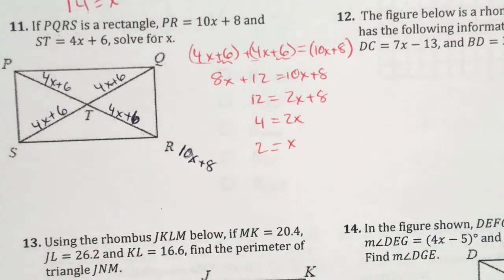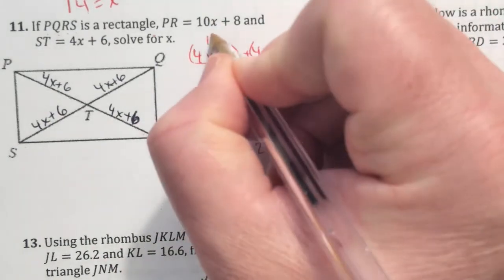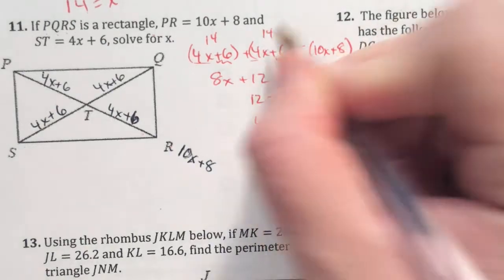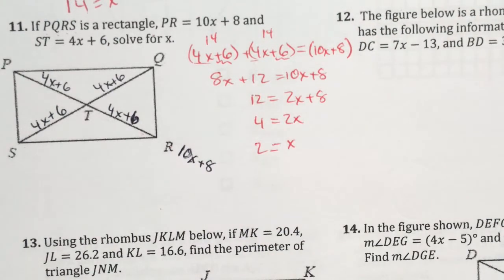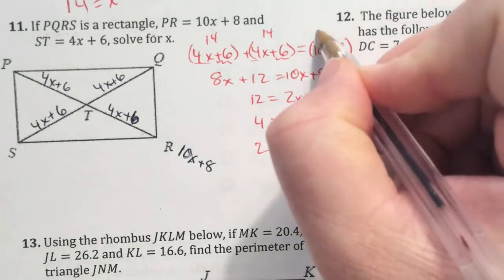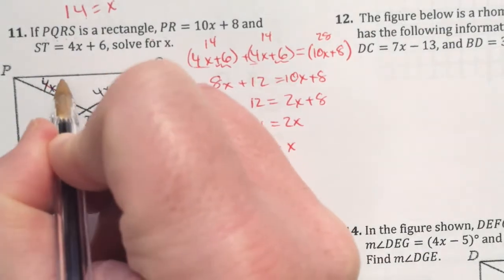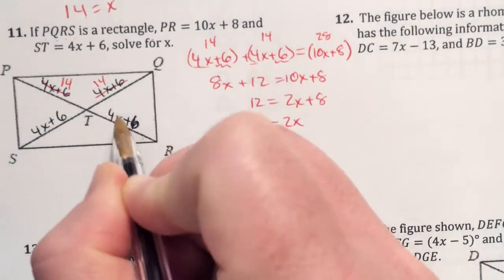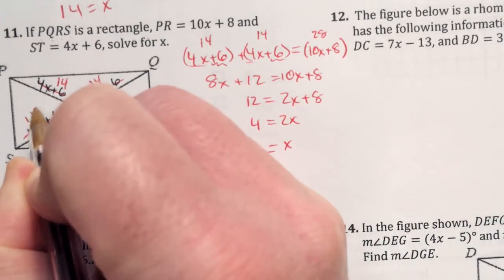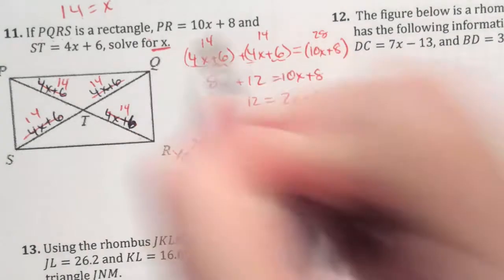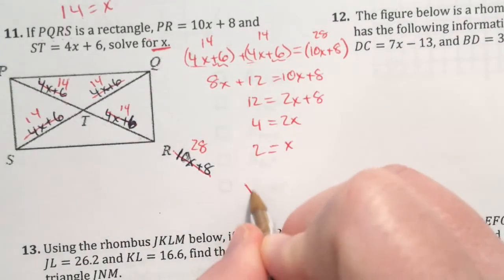All right, so that's what I got. I want to double check and plug everything back in. 4 times 2, and then plus 6. This would be 14. And then 10 times 2 plus 8, 28. Does 14 plus 14 equal 28? Yes. So I feel really good about this. So this disappears. This is 14. This is 14. This is 14. That's 14. And all that would add up to 28. All right, and let's answer the question. They wanted just x. I feel really solid about this. X is equal to 2.